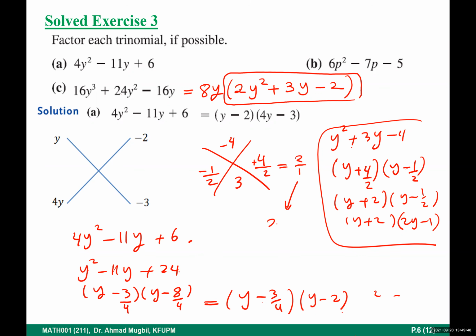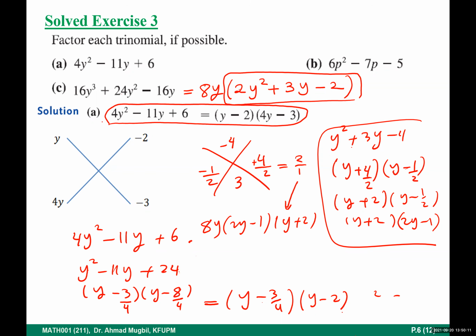Now it is y plus 1 times 2y minus 1. And don't forget that you have 8y outside. Yes. Can I use the mental way? Whatever the way, yes, look at the solution. It is one step. So it is just the necessary step. Most importantly, it should be right.